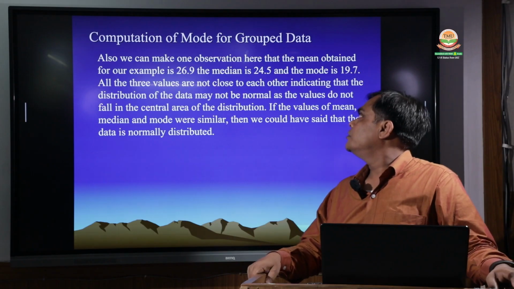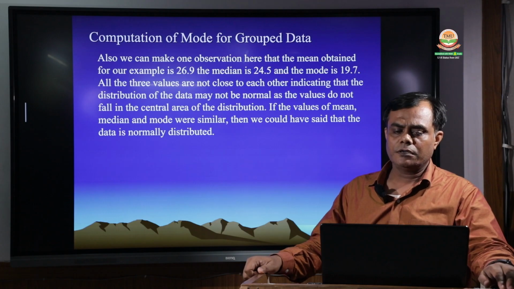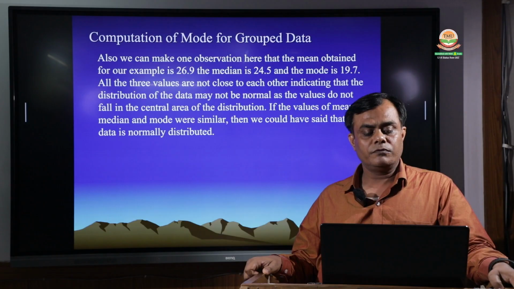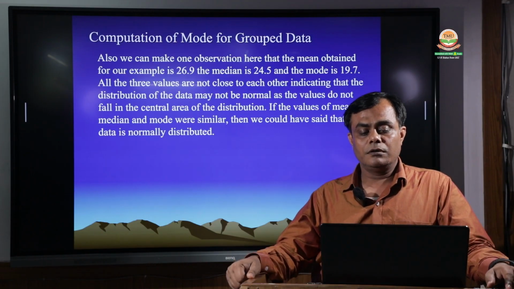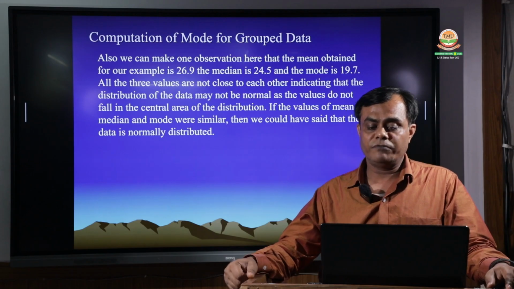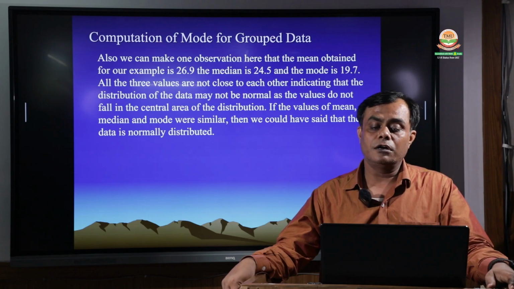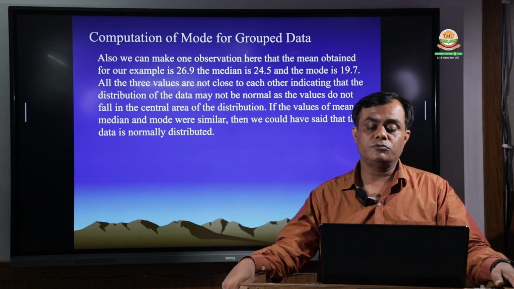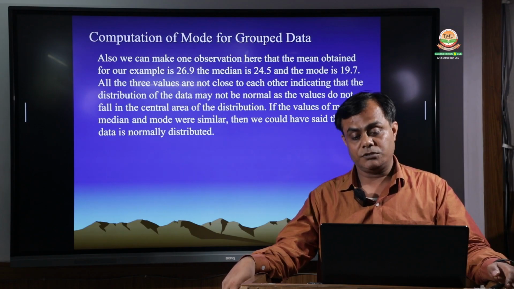Next, computation of the mode for the group data. Also we can make one observation here, that the mean obtained for our example is 26.9, the median is 24.5 and the mode is 19.7. All three values are not close to each other, indicating that the distribution of data may not be normal, as the values do not fall in the central area of the distribution.